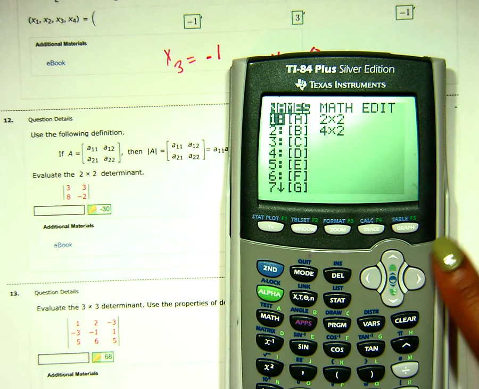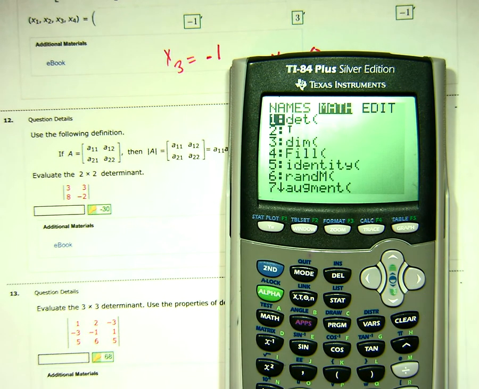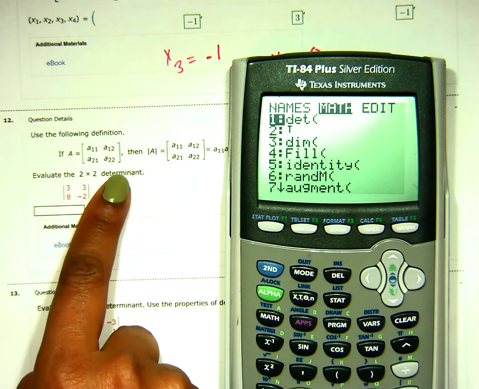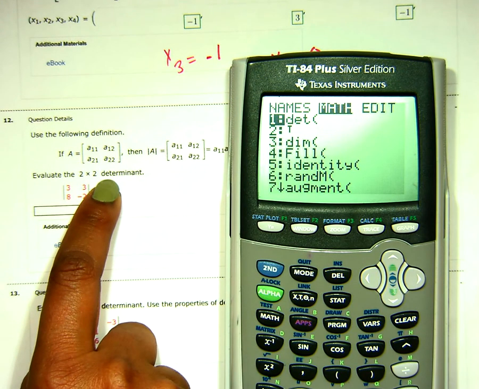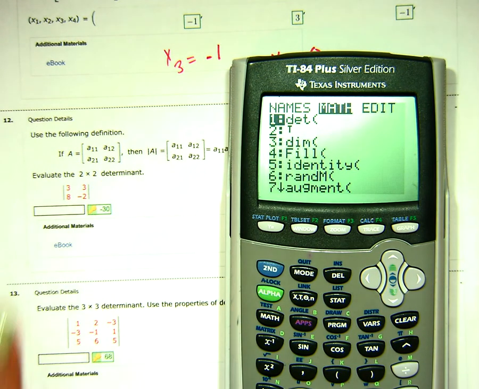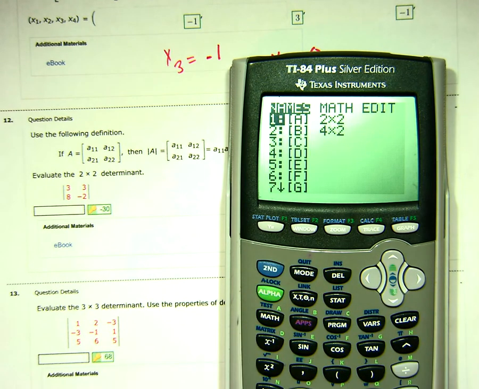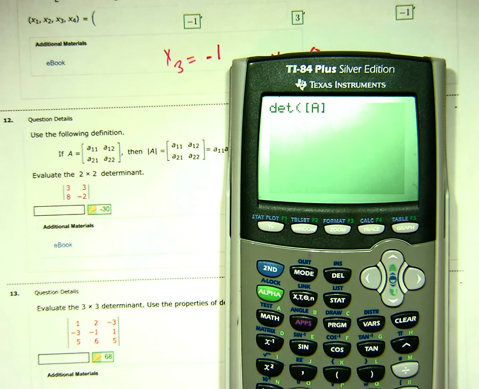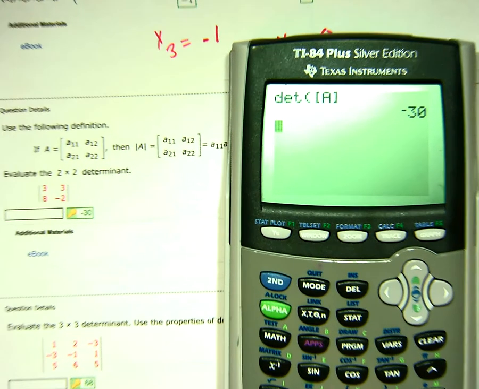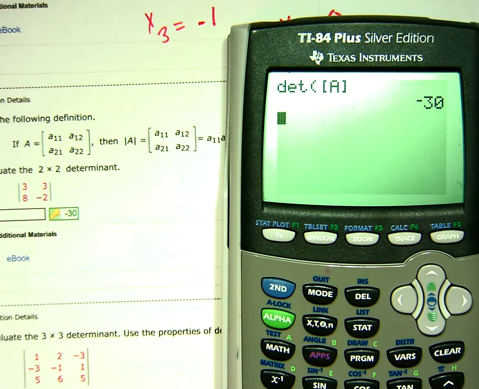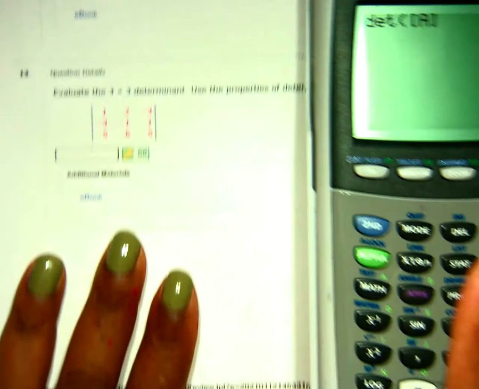Second matrix, go over to math using your right arrow key. Now this time we're looking for determinant. So that's what the DET stands for. So that's your first option. So hit enter. Second matrix again. We use matrix A, so hit enter twice. Voila! We actually got the same answer. So that's what we have right here. Let's do the same thing for number 13.